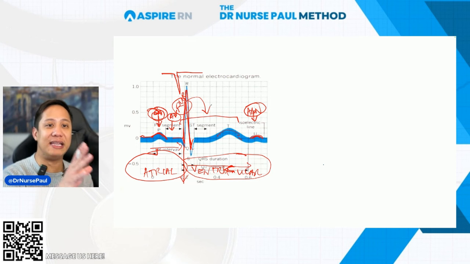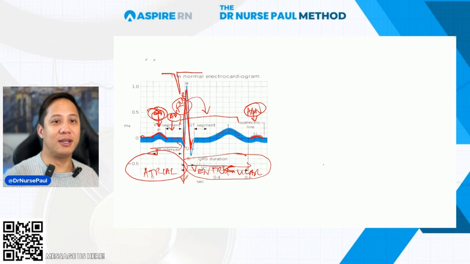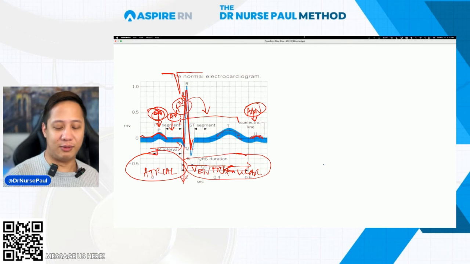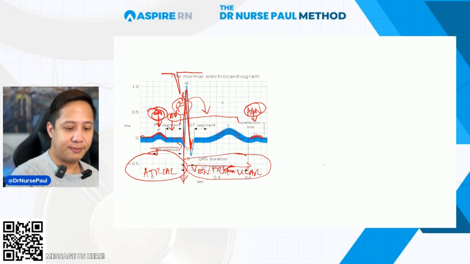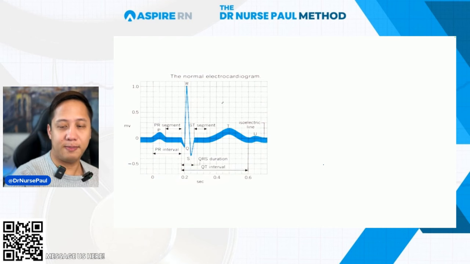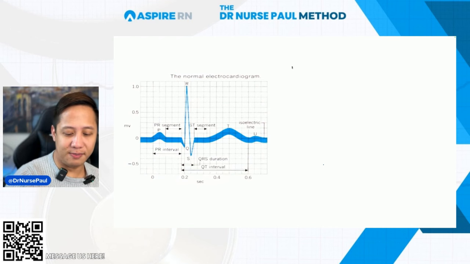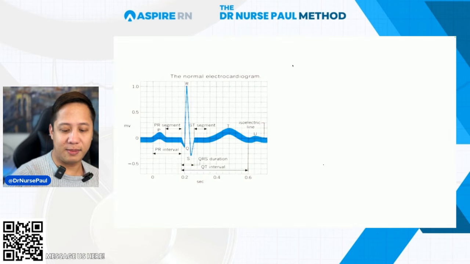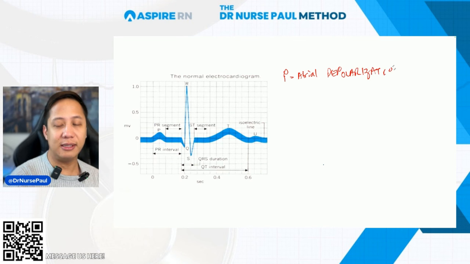Let's now go to individual waves. We're going to go to individual waves. I'm going to delete the screen right now. All right? Okay. Now let's talk about P wave. P wave talks about, all right, atrial depolarization. What is depolarization, guys? When I say depolarize, is it contract or relax?